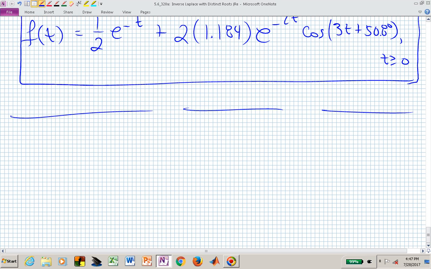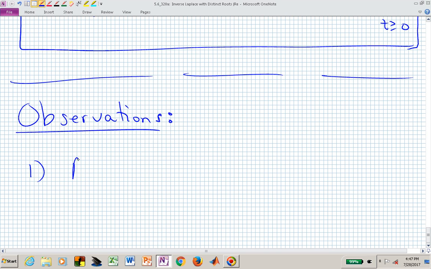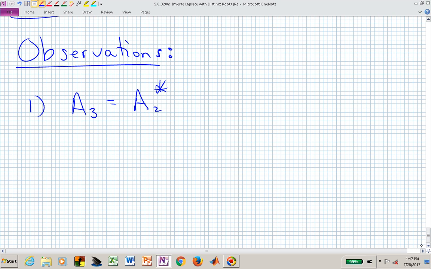Before we end this example, let's make some observations, since now we've played with distinct complex poles. One is that when we were computing the partial fraction expansion, it was hard enough finding a sub 2. Luckily, we don't have to do that again. We can realize that a sub 3, the residue associated with the other complex factor, which is the mirror image of the previous one that we used to find a sub 2, is just the conjugate. A sub 3 is the conjugate of a sub 2.